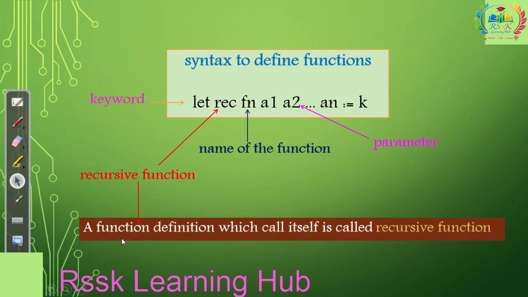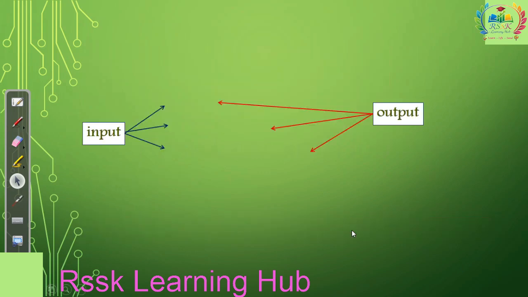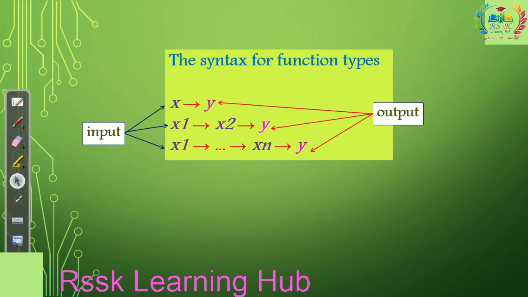All function definitions which call themselves again and again are called recursive functions. Now see the syntax for the various function types. You can give any number of inputs for a function. I already told you. Now we will see the different types of input you can give to get a concrete output of your function.